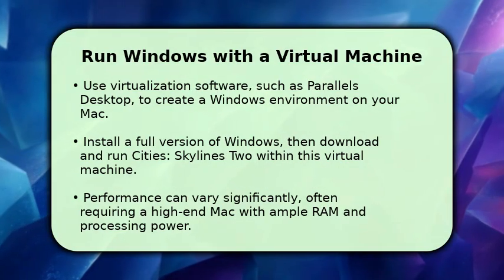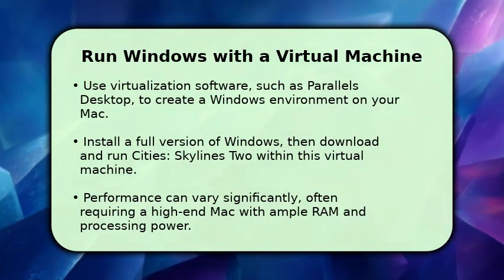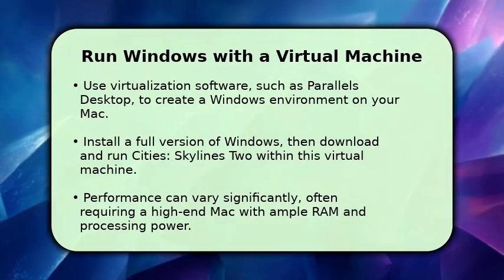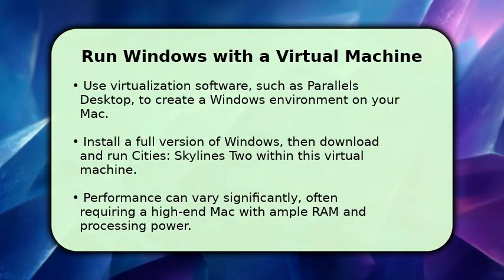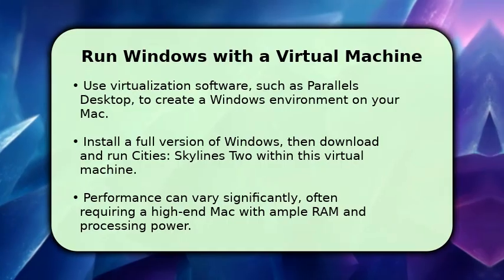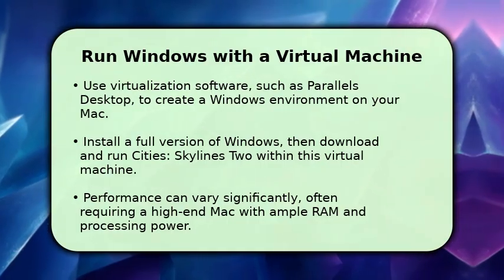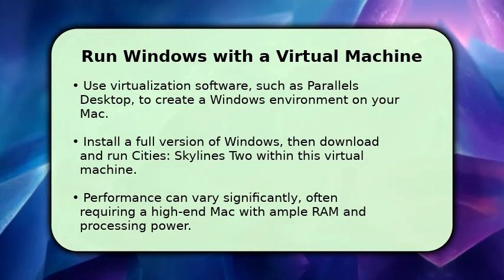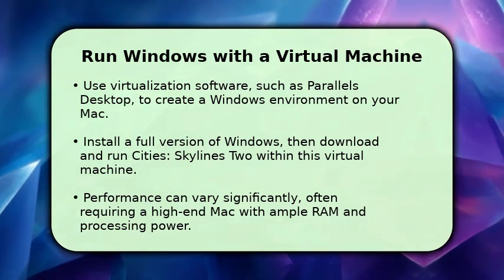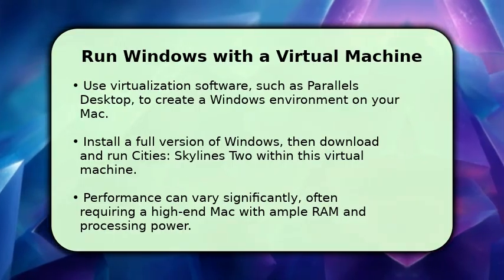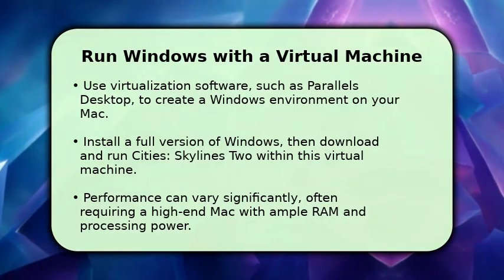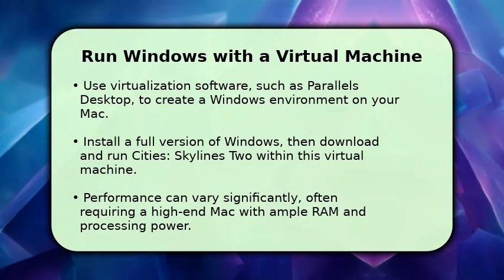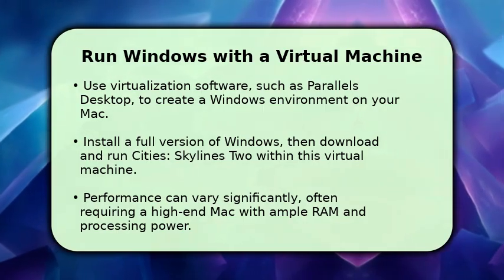Another method involves running a Windows virtual machine on your Mac. Software like Parallels Desktop allows you to install a complete Windows operating system alongside macOS without needing to reboot. Once Windows is set up, you can then install Cities: Skylines 2 as if you were on a standard PC. However, performance can be a challenge due to the game's demanding nature and the virtual machine sharing your Mac's resources.